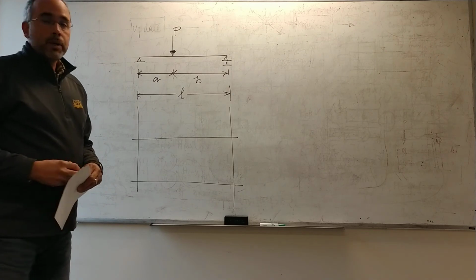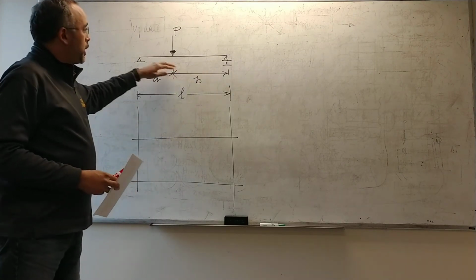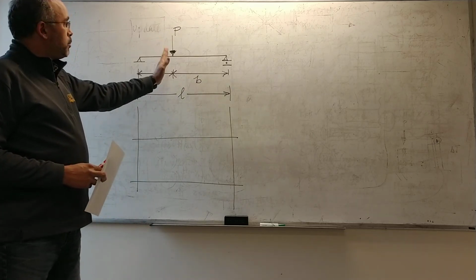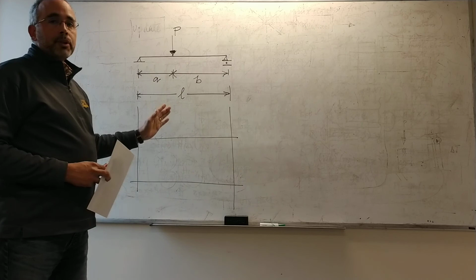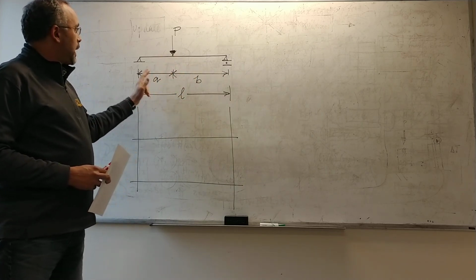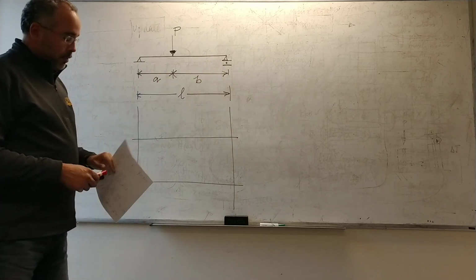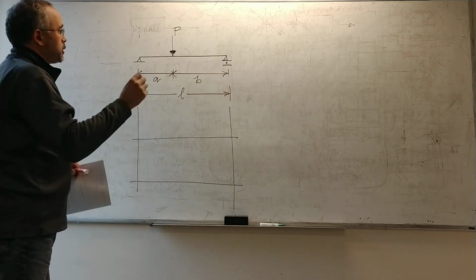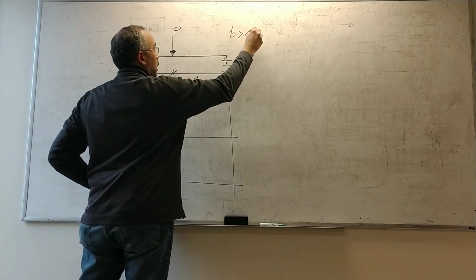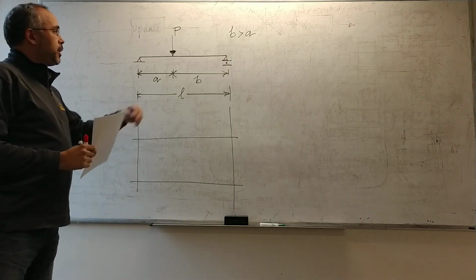This episode, we are going to analyze the deflected shape of a simply supported beam with a point load which is eccentric. So this point load is at a distance A from the left support and at a distance B from the right support. And in this problem, we are going to consider the case where B is greater than A.